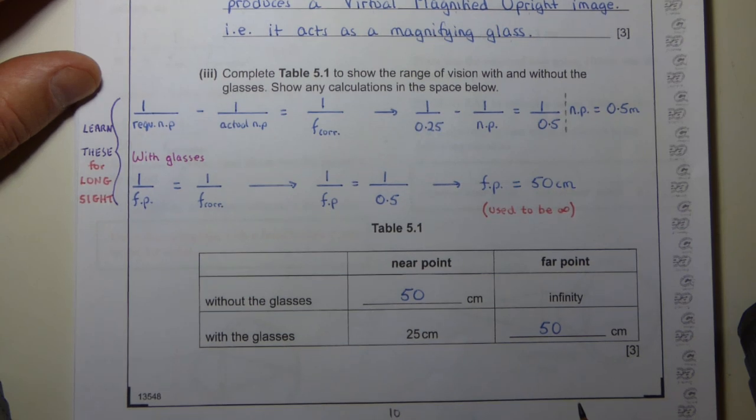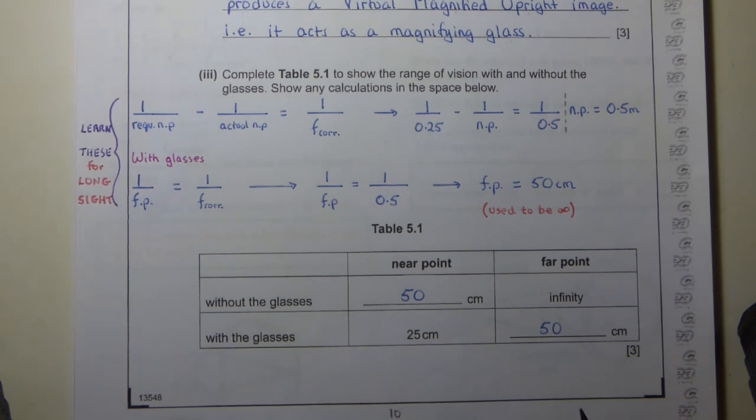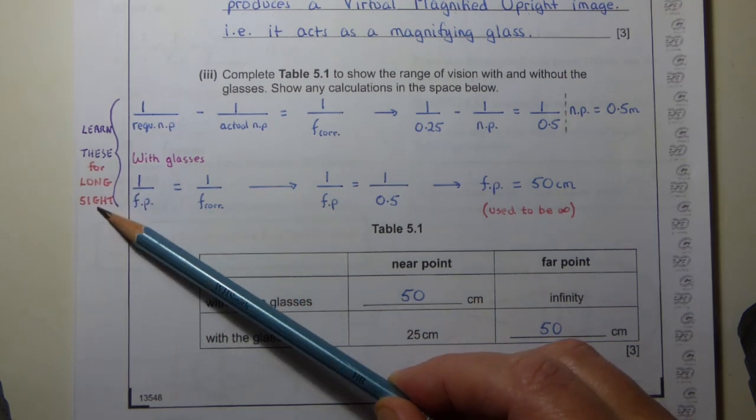Now, when it comes to the calculations, I think it's probably best just simply to learn the formulae. I'm not very good at learning these formulae. I tend to sort of derive them when I need to. But you don't want to do that under the pressure of exam conditions. So for long sight, hypermetropia, these are the formulae you need to know.